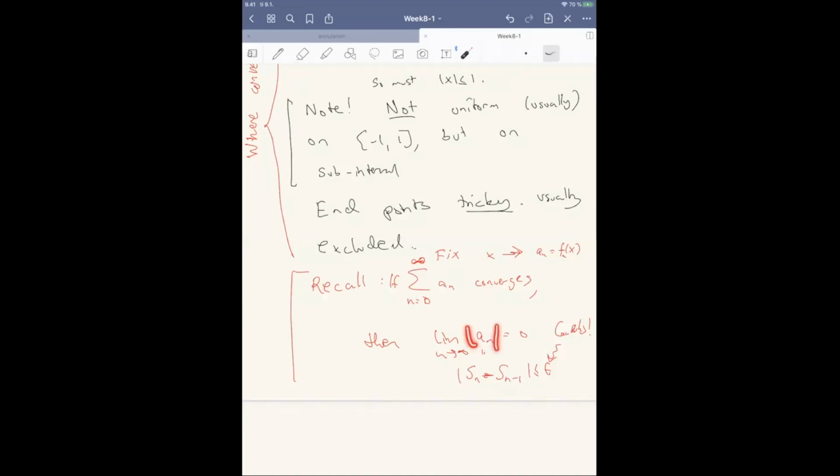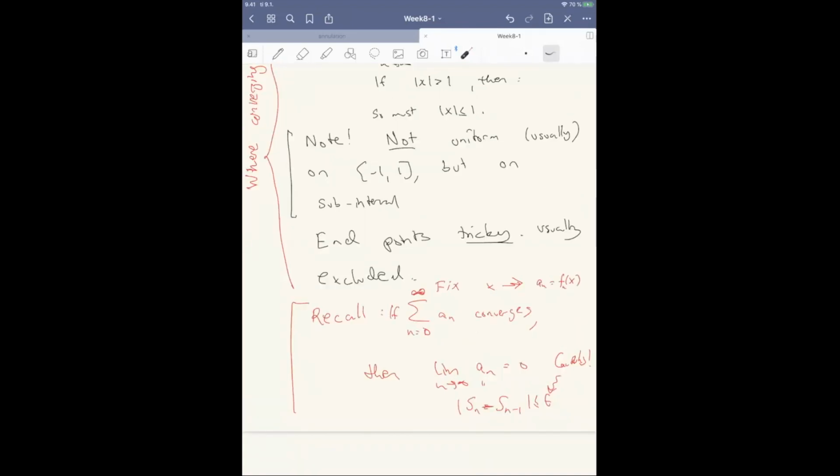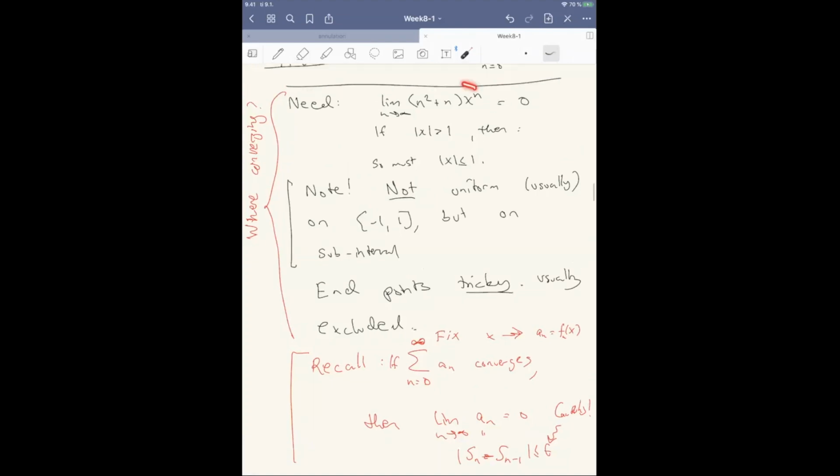And absolute values, but you can take them away as well. But by Cauchy-ness, this has to go to less than epsilon. Therefore, the elements have to converge to 0. How can a sum of things converge unless the elements converge to 0? So in our case, before we talk about convergence, we should make sure that (n² + n)xⁿ is going to 0. Well, if the absolute value of x is bigger than 1, then the limit of xⁿ is going off to infinity. So in that case, the limit of (n² + n)xⁿ is not going to 0. So it can't converge.